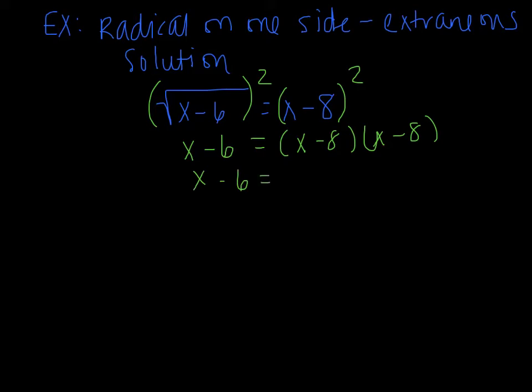x minus 6 equals x squared. My outside is minus 8x. My inside is minus 8x, so I get minus 16x plus 64. Again, we ended up with a quadratic, so we need to think about solving this by factoring.